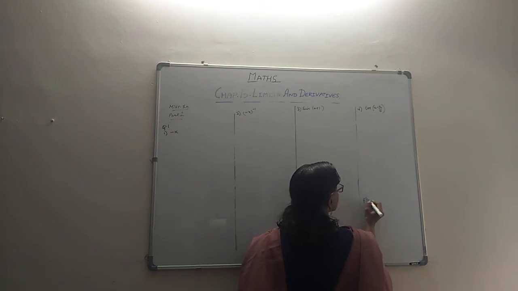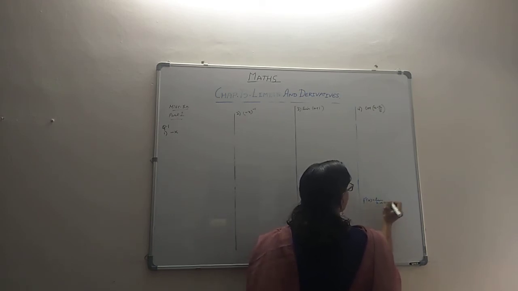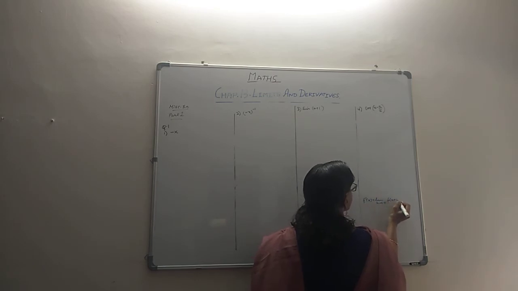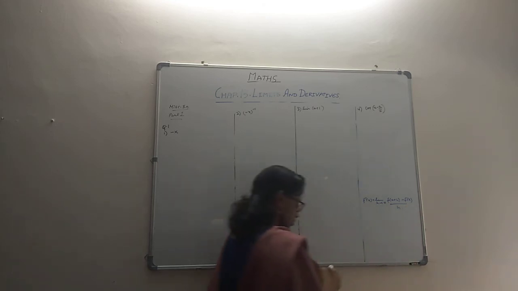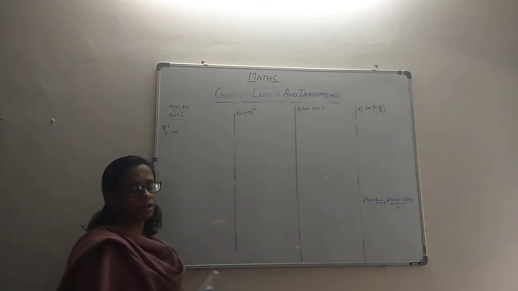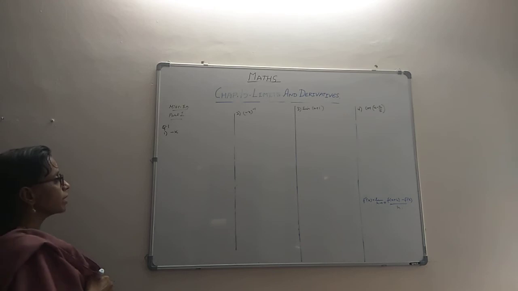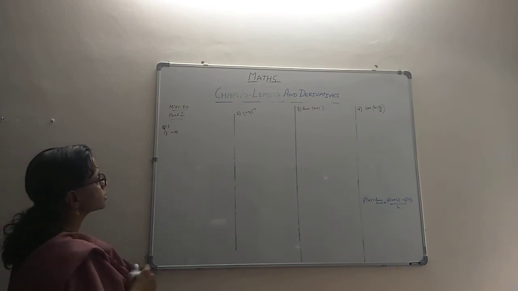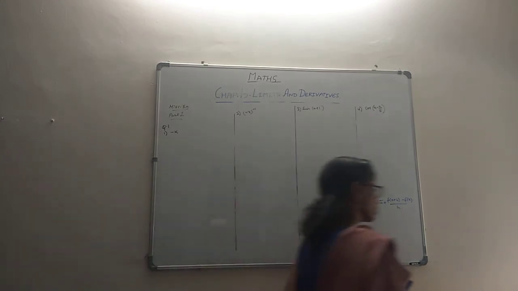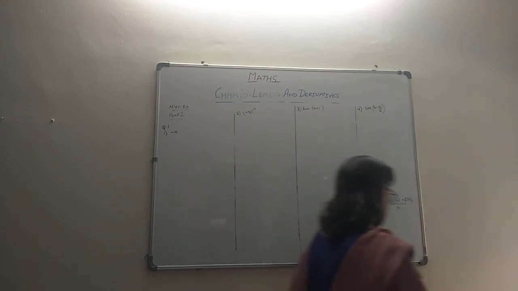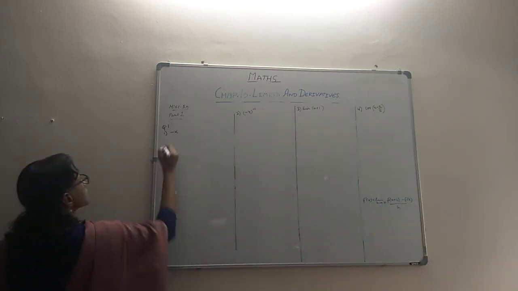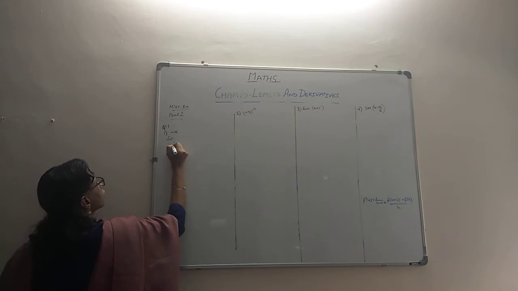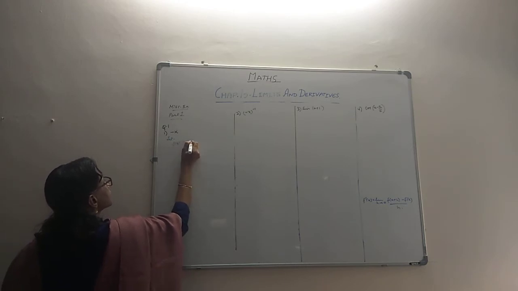f dash of x is limit as h goes to 0, f of x plus h minus f of x by h. This is how we were doing that. So we'll have to use this and find this out. So let's take one by one and do it. Minus x I think is the first function, yeah, it's minus x. So let f of x be minus x.